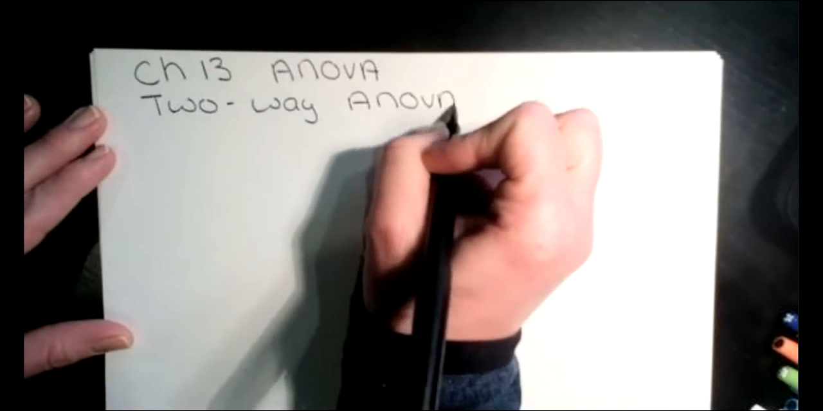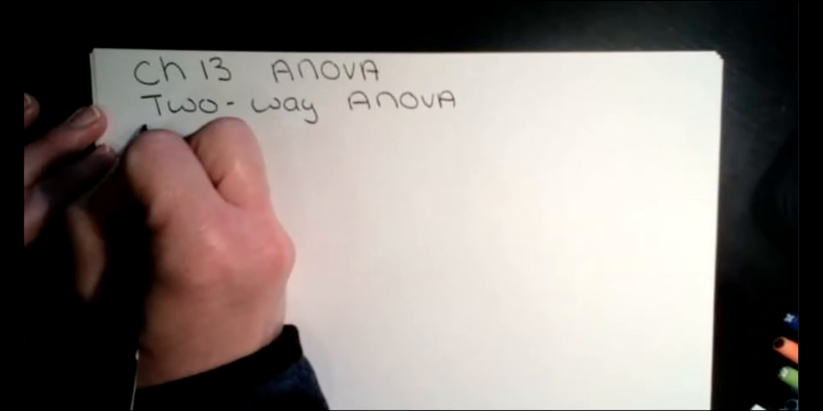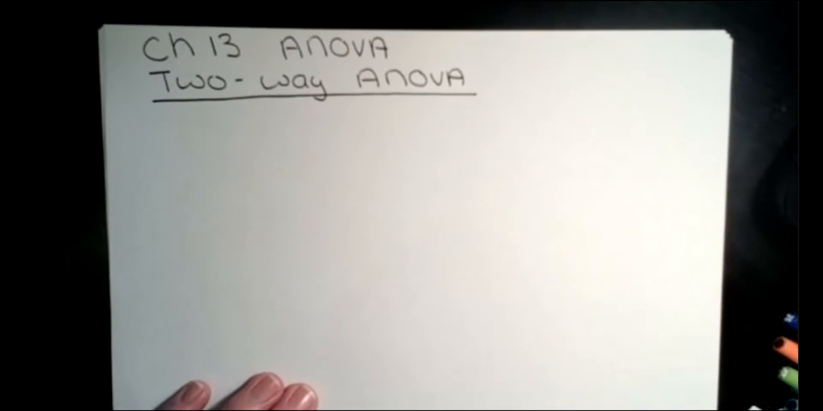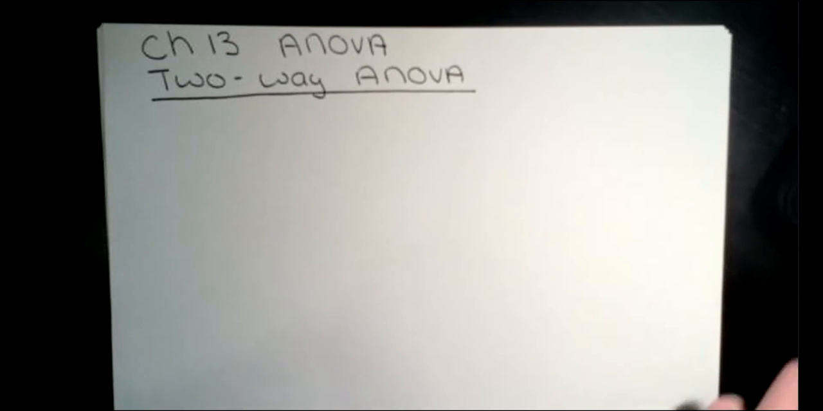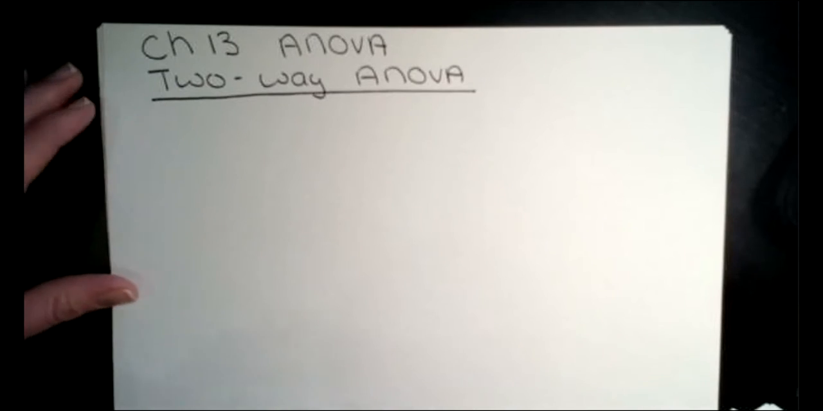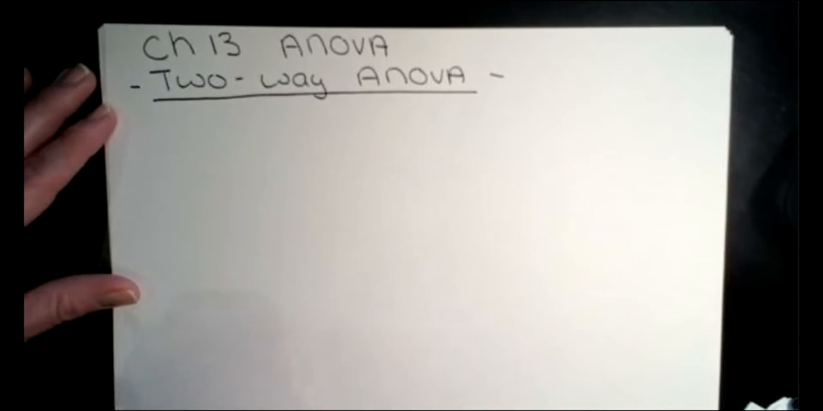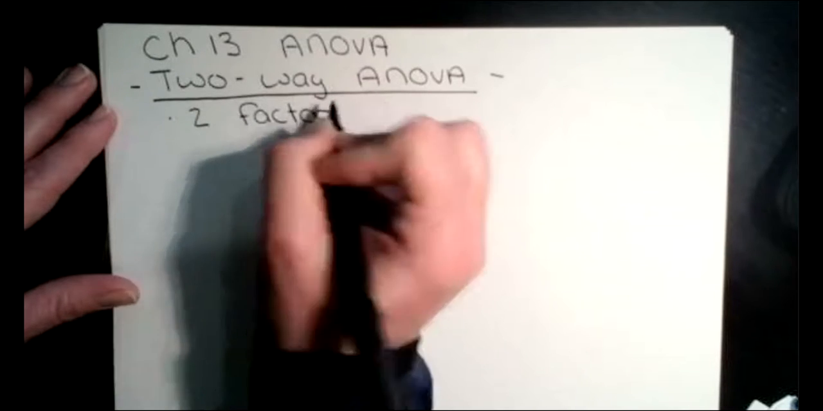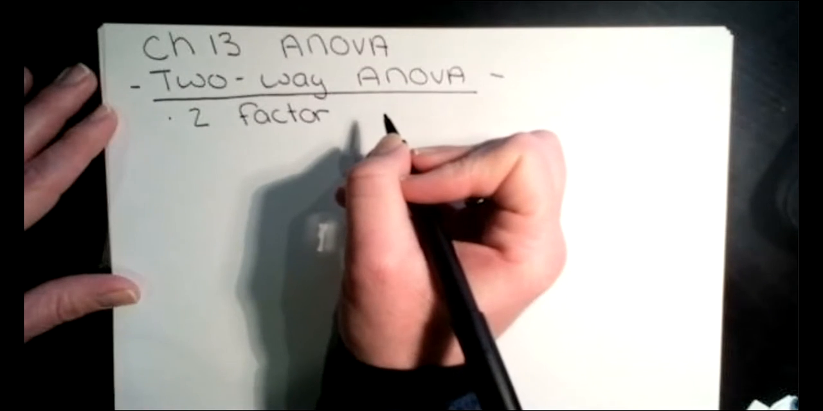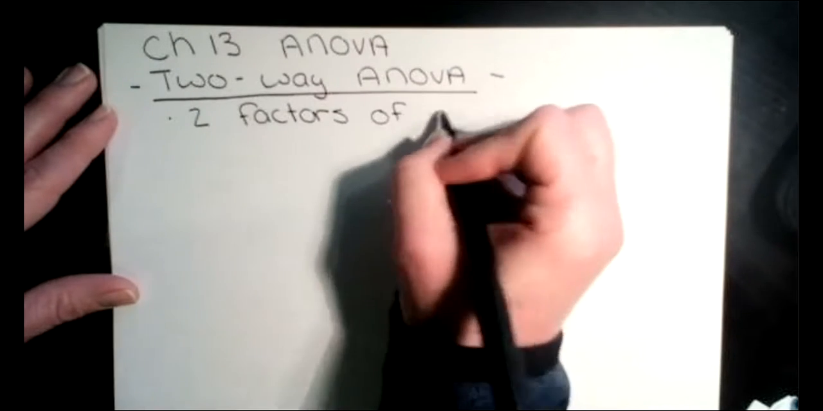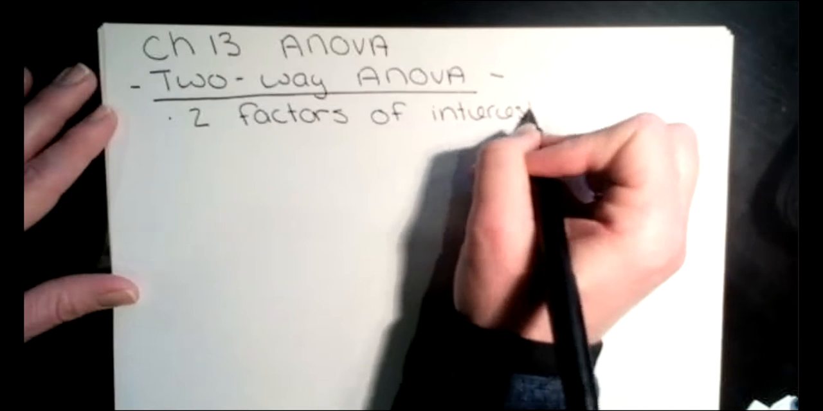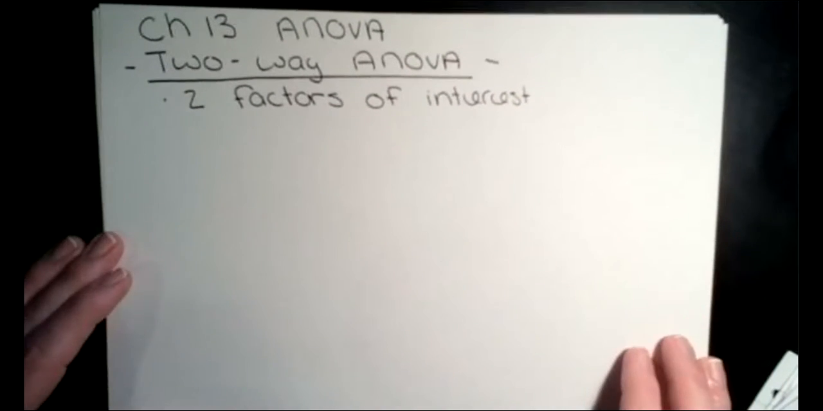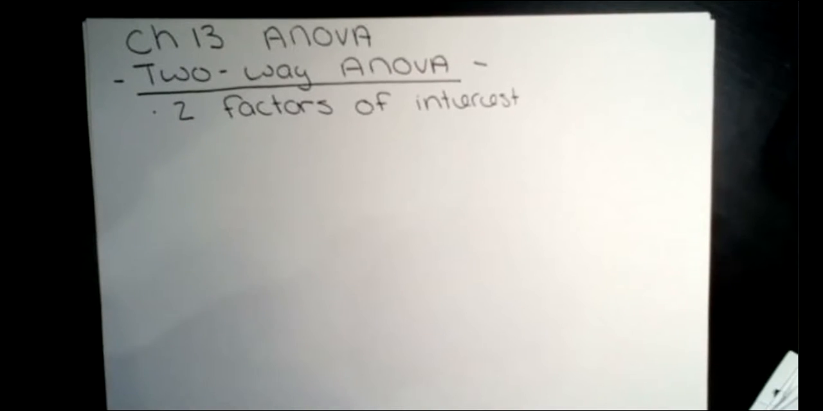So when we started chapter 13 a couple weeks ago, we started with a one-way ANOVA. So that was studying one numerical variable and one factor to see if that factor has an effect on that numerical variable. And today with this two-way ANOVA, we have two factors. And last class, I know we had two factors, but we weren't interested in both factors. And today we're going to be interested in both factors. So two factors of interest. So we're wondering if there's a difference in means, and we're going to look at the two different factors.